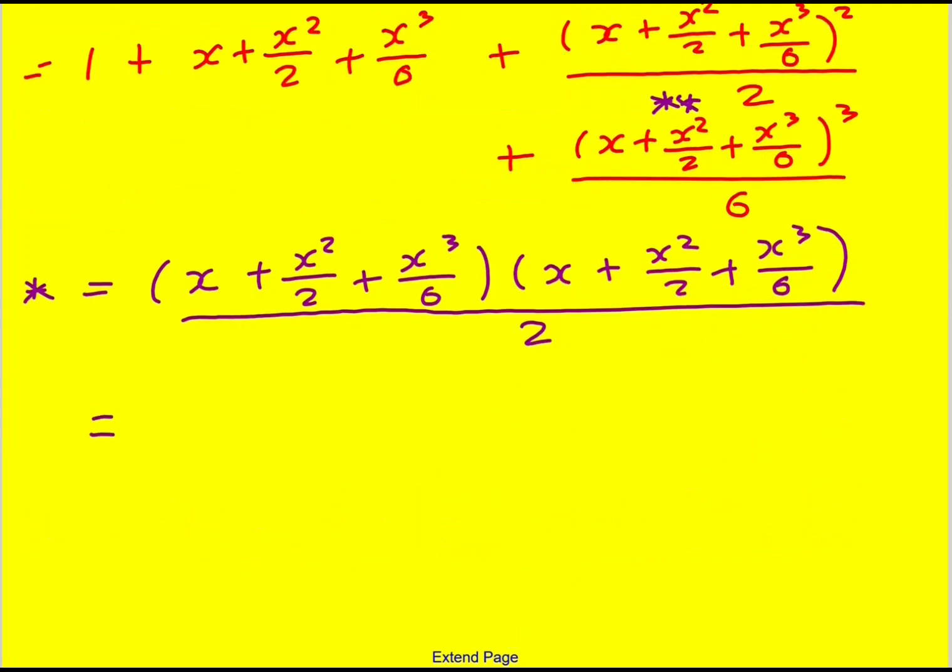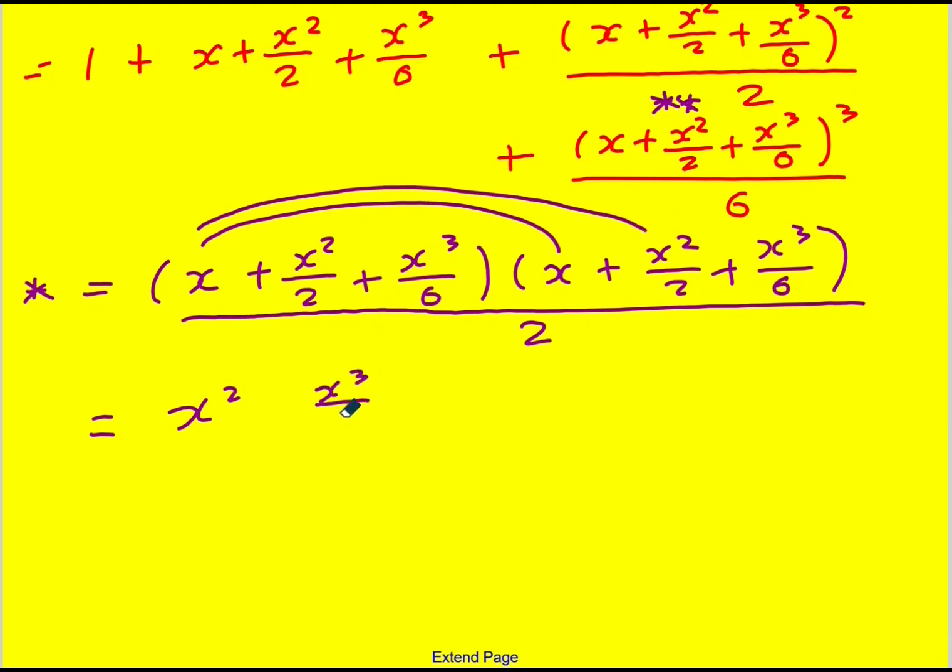Now remember, we're only interested in the terms up to x cubed, so I can ignore the rest. I'm going to get x times x to give me x squared, then x times x squared over 2 to give me x cubed over 2. But if I do the next one along, I'll get an x to the 4 term, so I can ignore it.